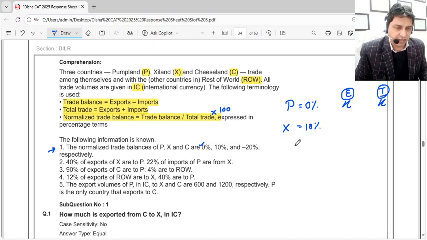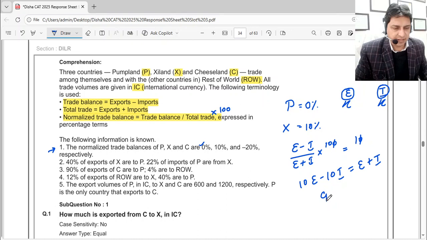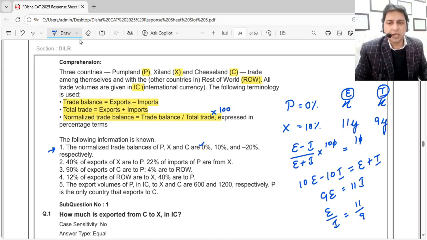So this is done. When they say for X it is 10%, that means exports minus imports divided by exports plus imports, multiplied by 100, is equal to 10. So we can cancel the 0 and we get 10E minus 10I equal to E plus I. So 9E is equal to 11I, and that means E upon I is going to be 11 upon 9. So we can write 11y for the exports of X and 9y for the imports of country X.